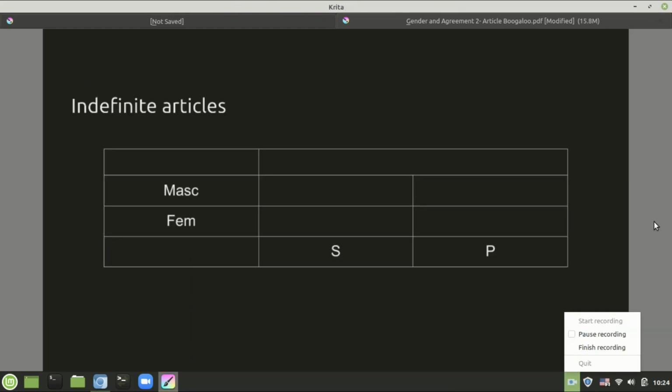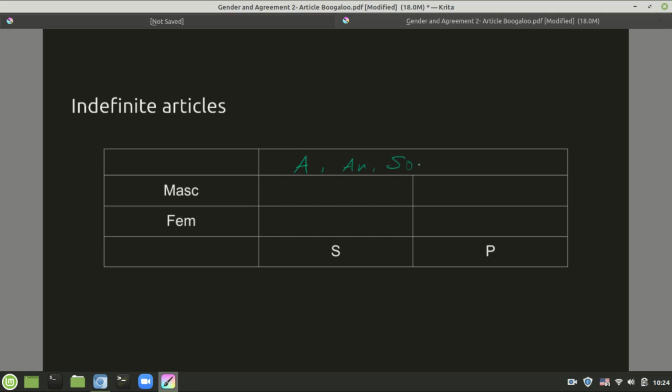Okay, so our definite articles were el and los, la and las. These are going to be our indefinite articles, and once again, as a nice little reminder, these are the words that mean a, an, or some.